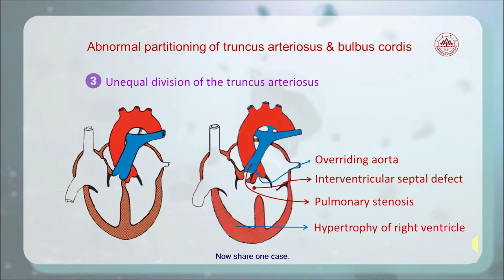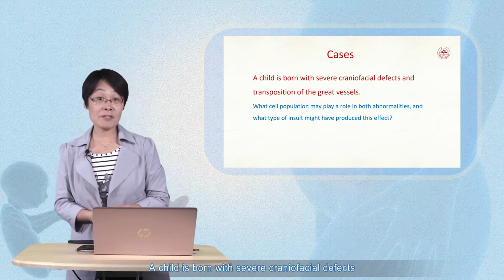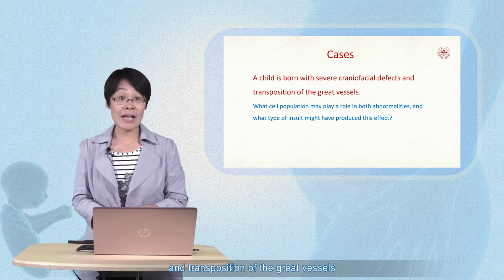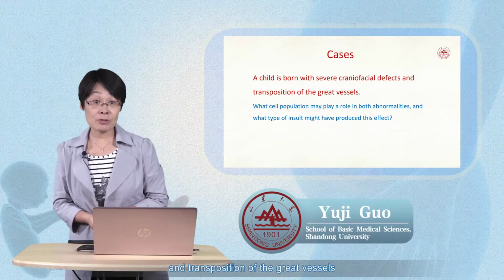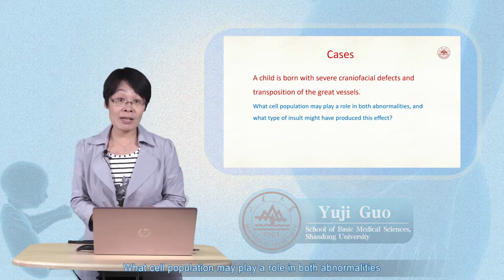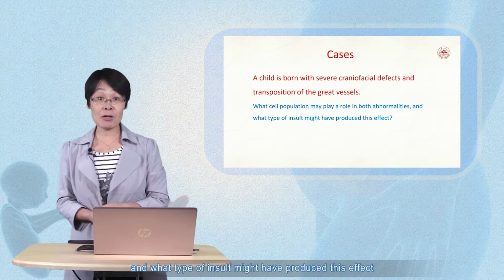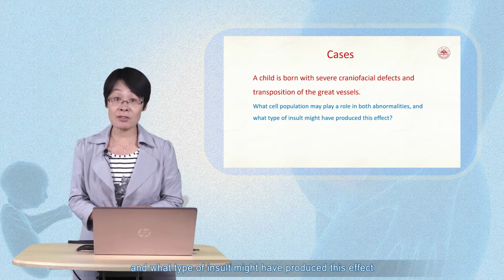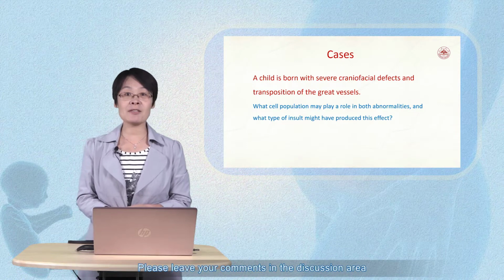Now, let's share one case. A child is born with severe craniofacial defects and transposition of great vessels. What cell population may play a role in both abnormalities, and what type of insult might have produced this defect? Please leave your comments in the discussion area.